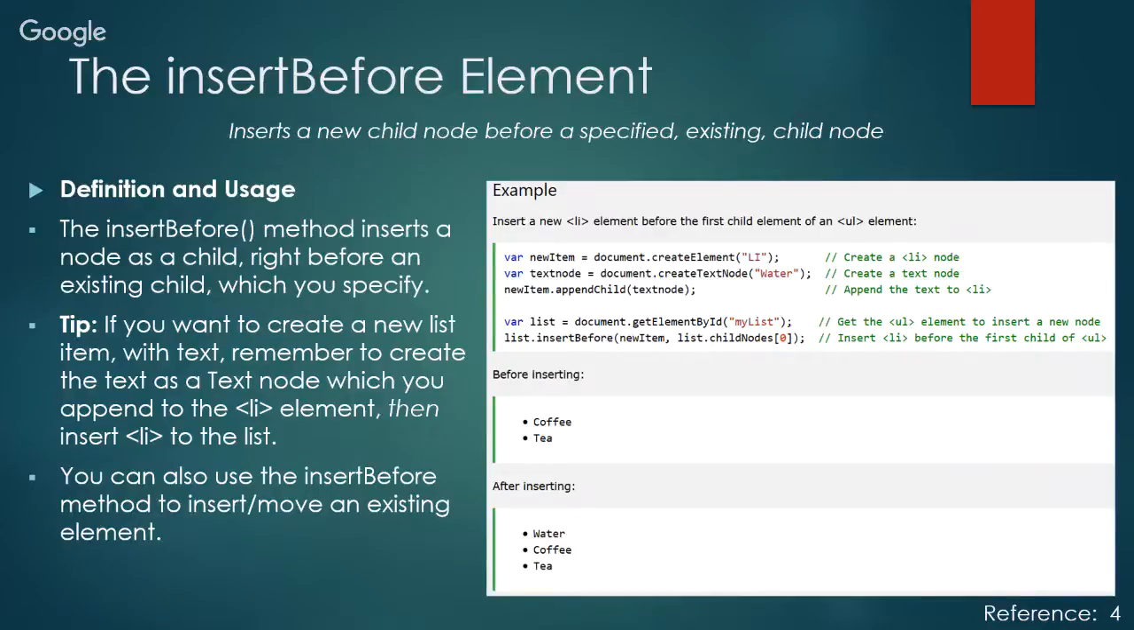So there's a couple examples as basic script elements here, how you're going to create the list node, create the text node, and then append the text to the list. And then if we wanted to insert before the first child, then we'll use the insertBefore method.